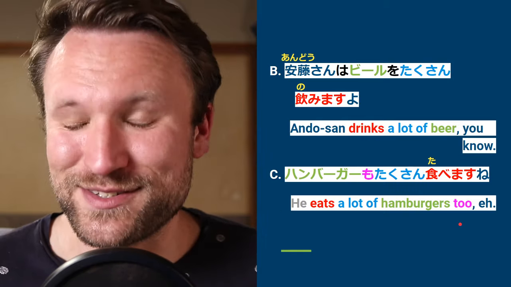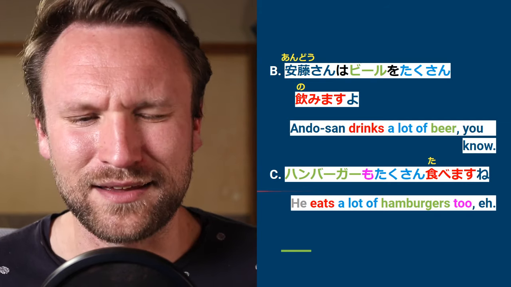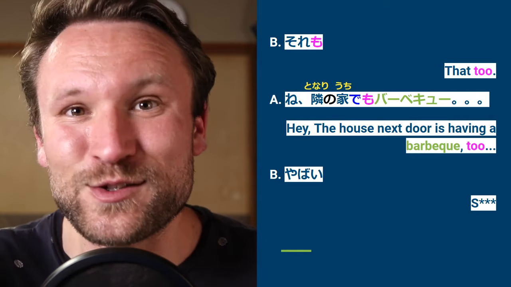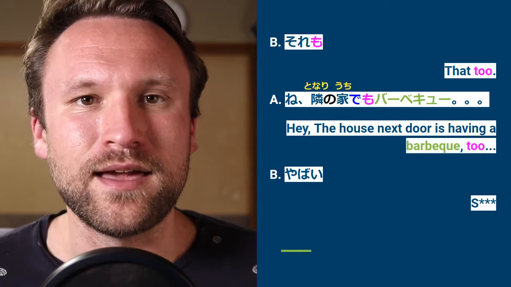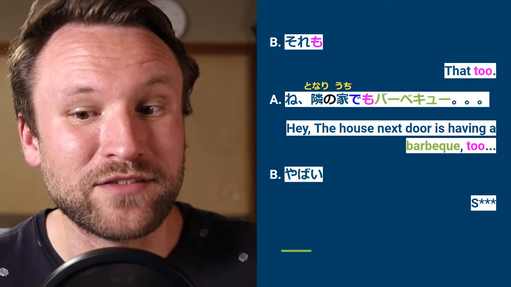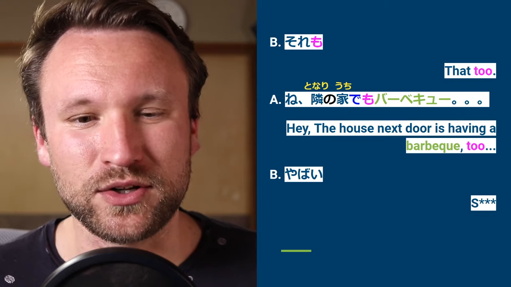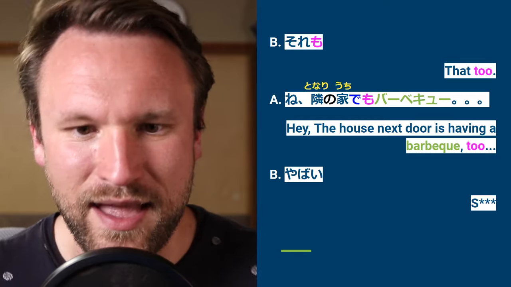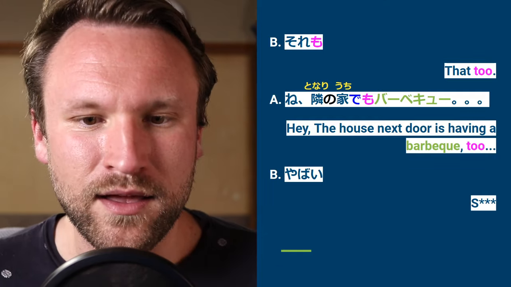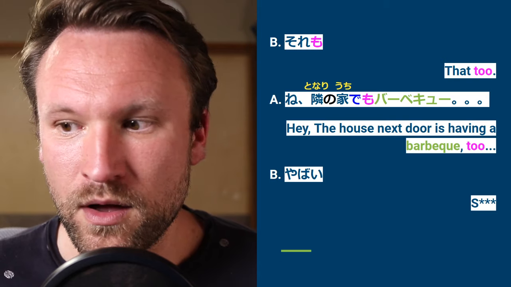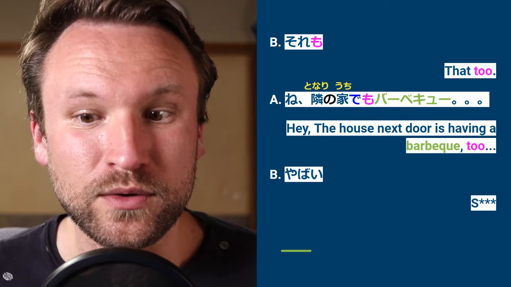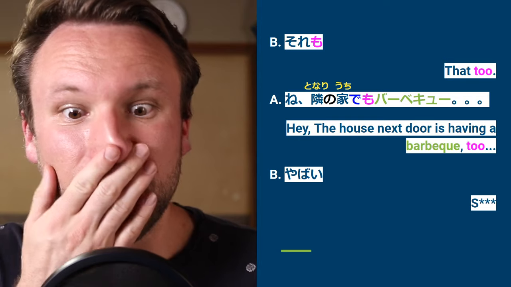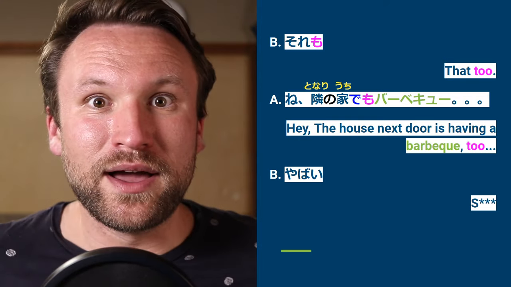He eats a lot of hamburgers too, eh? The Canadian eh, I think. I can't speak Canadian. Sore mo, that too, right? Ne can be used, by the way. We haven't covered this, but in this situation, it's not really a particle. It's like, hey, ne. Yuki likes to say ne ne a lot. A lot of people like to say ne ne to get your attention. Hey, hey, ne. Tonari no uchi de mo barbecue. This trails off here. The house next door is having a barbecue too. And then I say, yabai!